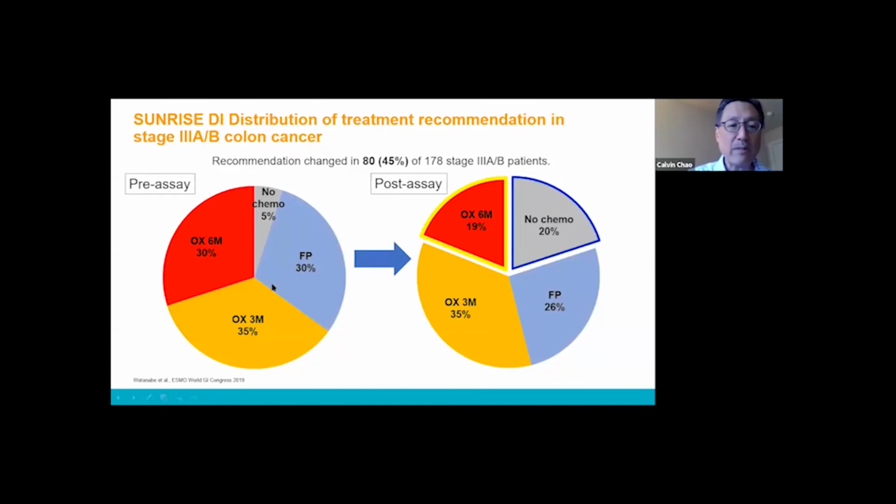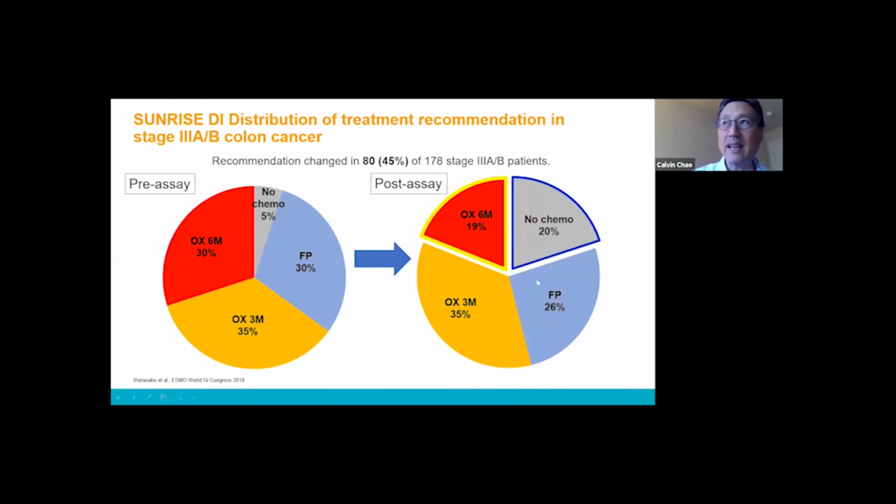And in stage 3A and 3B, you can see that the pre-assay, oxaliplatin represented a good 65% of all the patients, and another 30% was 5-FU alone. But post-assay, impressively, 20% of the patients got no chemo in stage 3 disease, and this surprised me quite a bit. And then you can see the 6-month oxaliplatin was shrunk down to 19%. Generally speaking, the Oncotype DX resulted in de-escalating chemotherapy in stage 3 disease.